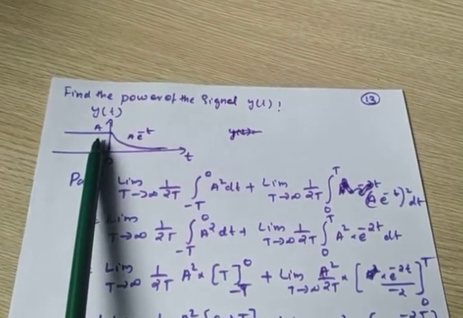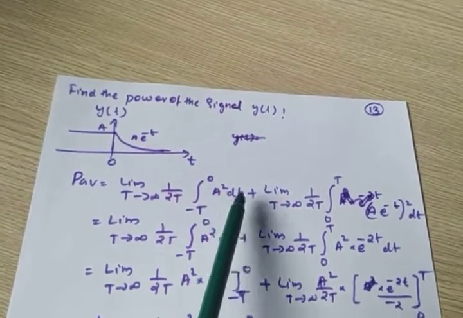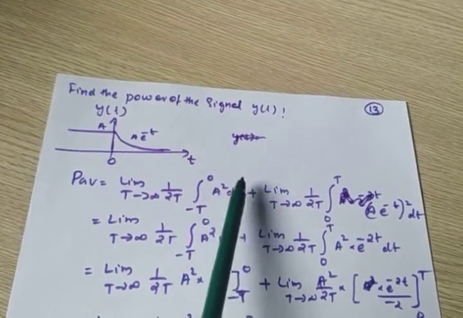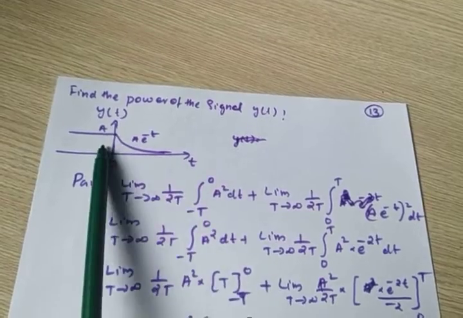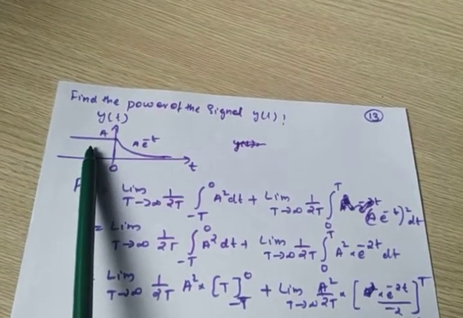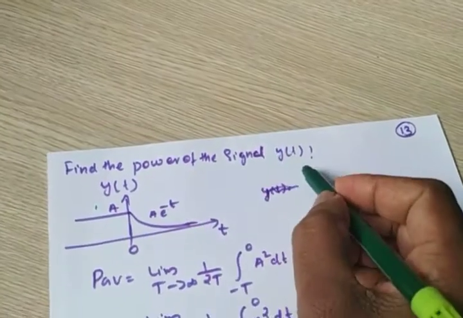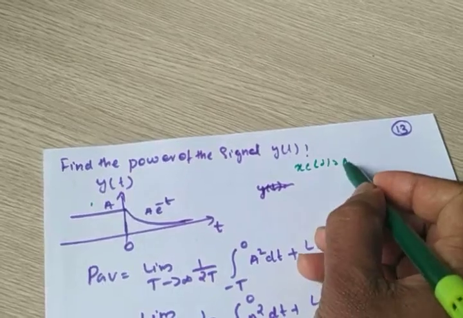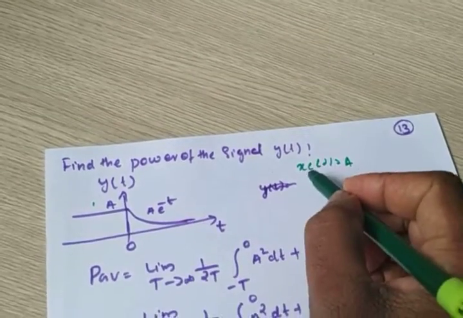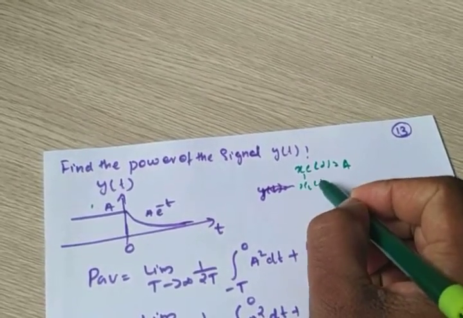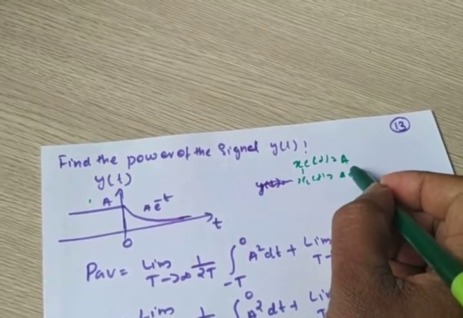What is it? Amplitude is a. So a square dt. A square is mod x of t the whole square. That's why a square. x of t is a only here. This is x of t is equal to a, and this is x of t is equal to a raised to minus t. So x of t equal to a, you can take it as x1 of t, and x2 of t is equal to a raised to minus t.